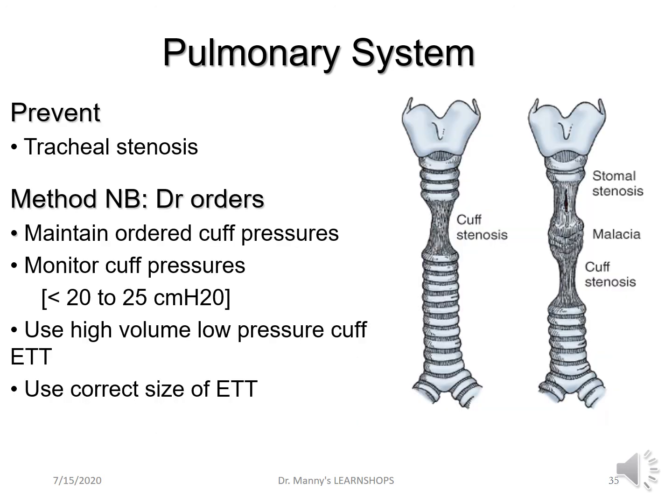Another concern with a mechanically ventilated patient with a tracheal tube is to prevent tracheal stenosis. So maintain the ordered cuff pressures, which are typically less than 20 and certainly not more than 25 centimetres of water. And there are what are referred to as high volume, low pressure cuff endotracheal tubes, which deliver a high volume of air into the balloon but cause a low pressure. It's always important as well to use the correct size endotracheal tube or tracheostomy tube.